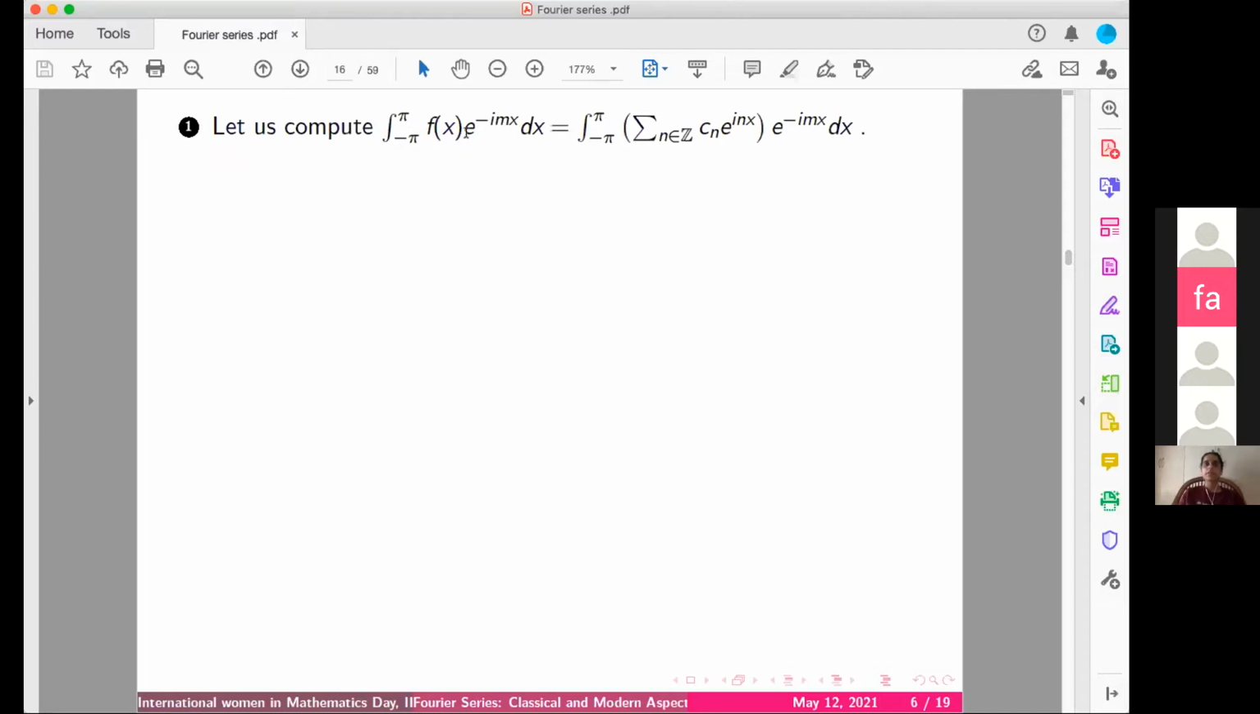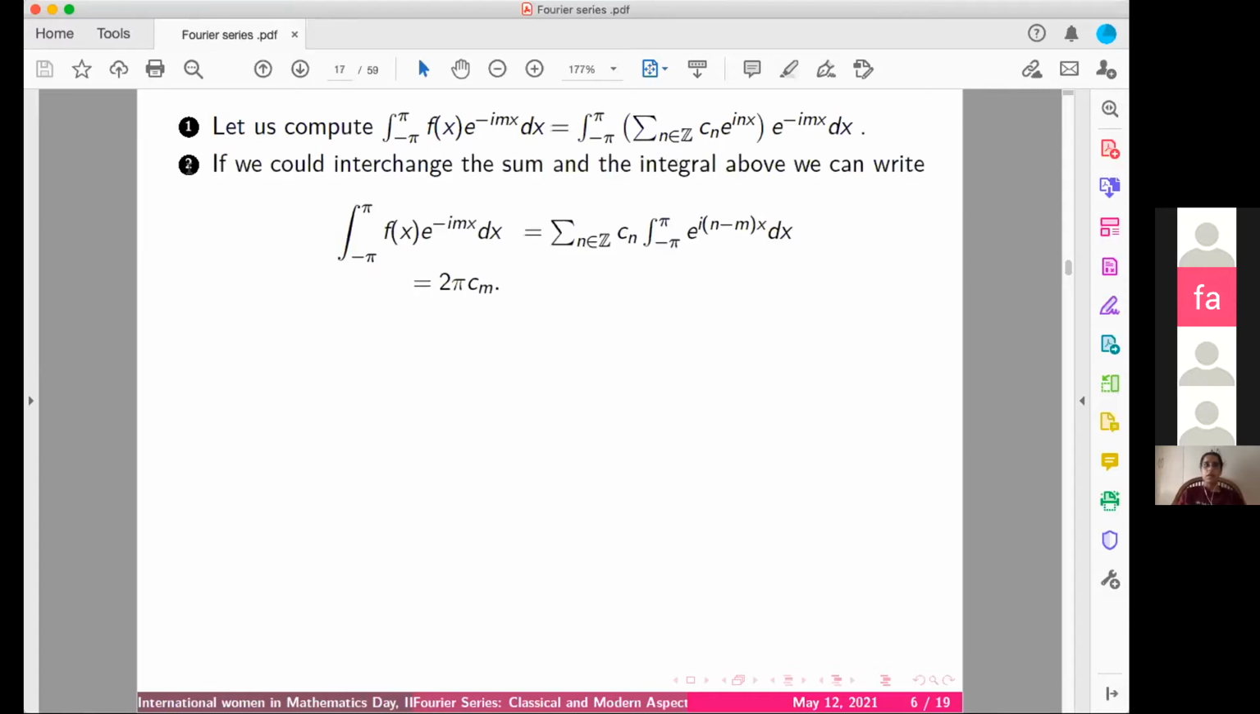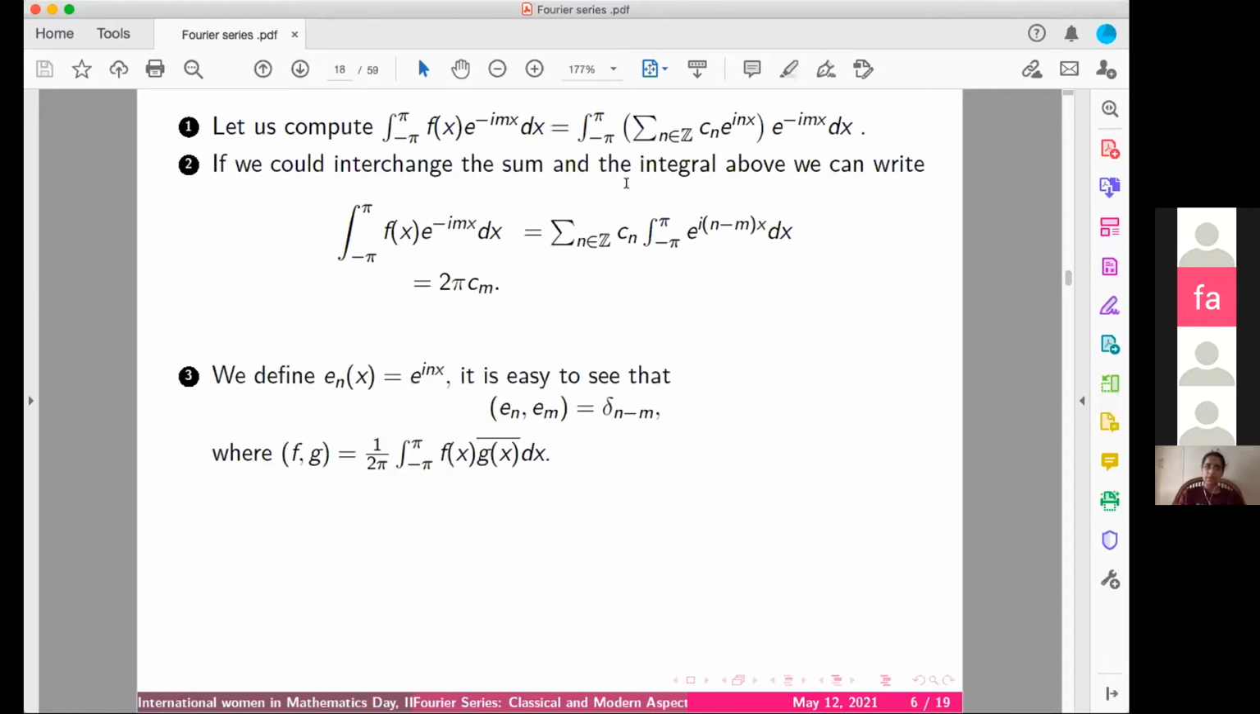You integrate f of x against e to the minus i m x dx. And then you write, because we are assuming that f of x is the sum of these exponentials, you write it this way. And then, if we can interchange the integral and the sum, then by using that formula for this integral, you will just get Cm. So provided all these interchanges of limits are justified, you can recover the Cm's from f, basically given f.